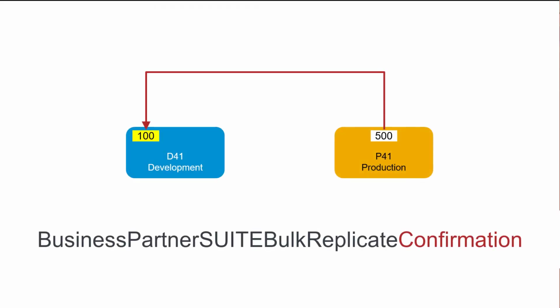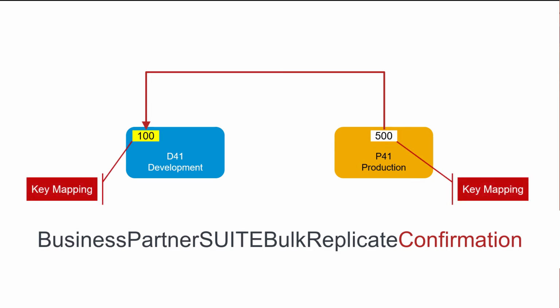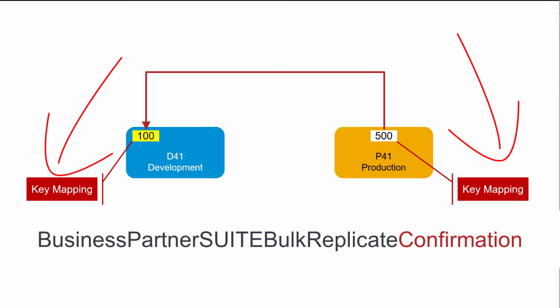When the message is received and processed, the target system sends a replicate confirmation message back to the source system. So you can see the distribution of the business partner was a two-way communication, a handshake. But that's not all. As the business partner messages were sent from each system, the business partner key mappings, like those we just looked at, were separately created in both business systems.